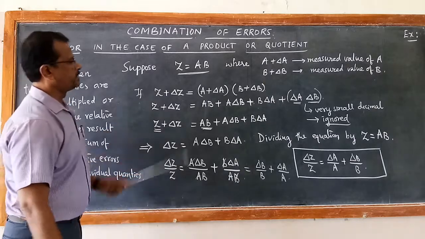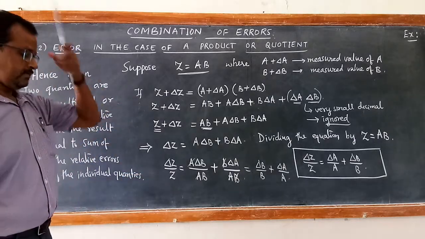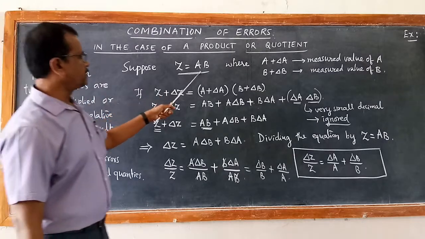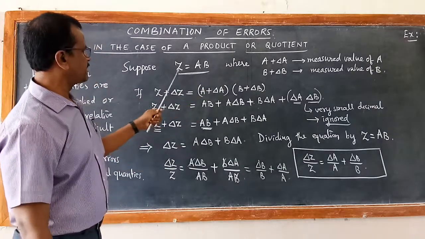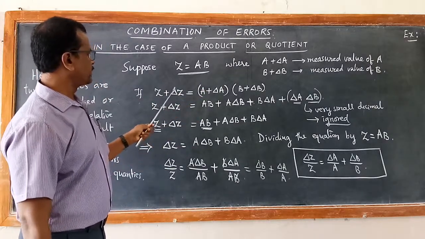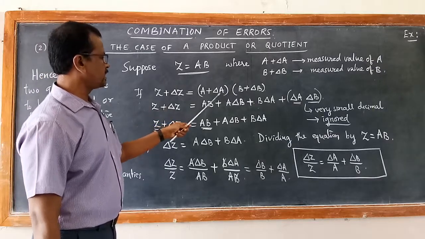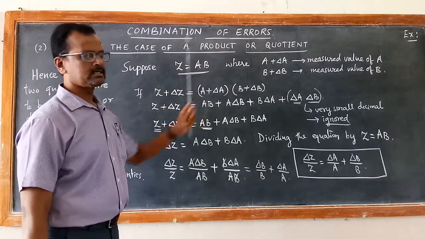like A and B. This can be even proved for A by B form, that is the quotient form. If it is A by B, then you have to take it as A plus delta A divided by B plus delta B.